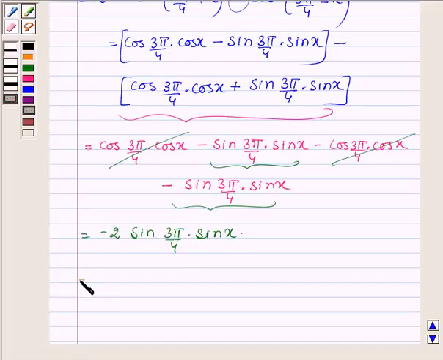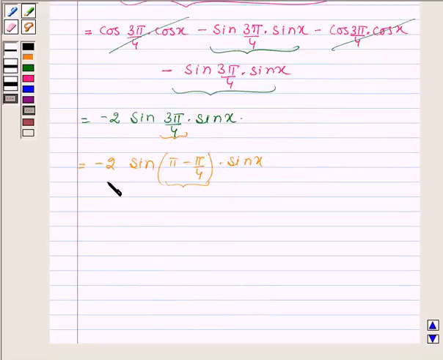It is further equal to minus 2 sin 3 pi by 4 can be written as pi minus pi by 4 into sin x. Now pi minus pi by 4, this angle lies in the second quadrant, and in the second quadrant sin is a positive function. So we have minus 2 sin pi by 4 into sin x. And we have minus 2, sin pi by 4 is 1 upon root 2, into sin x.